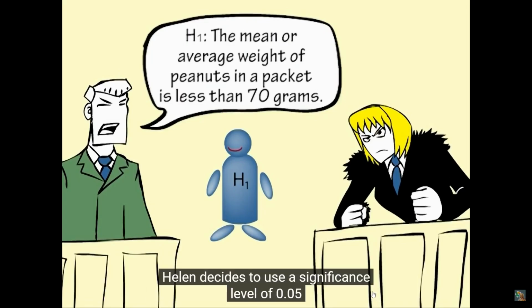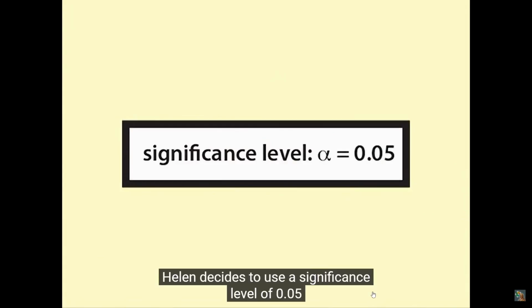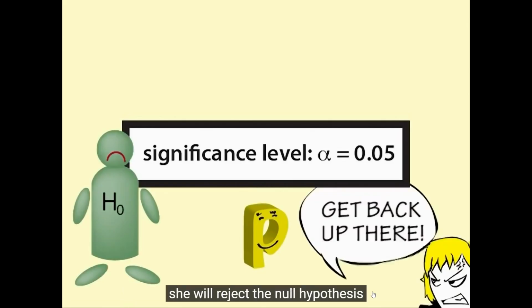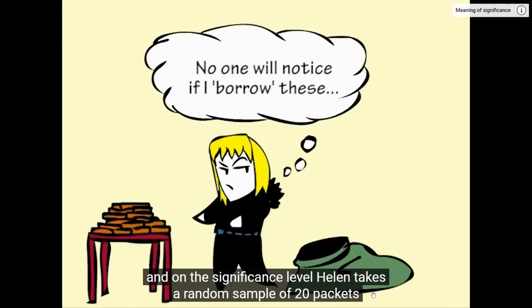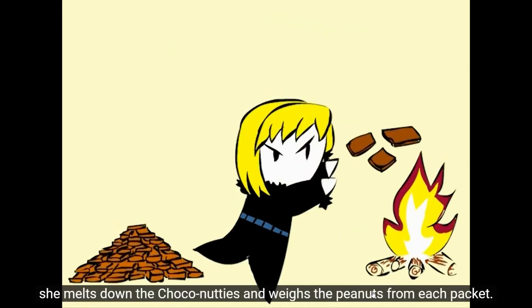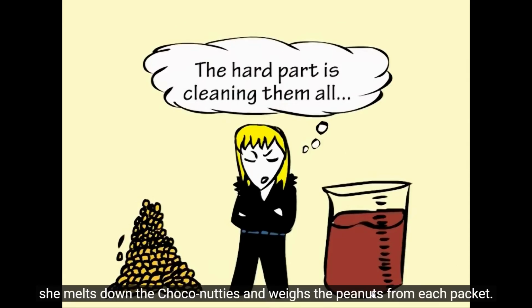Helen decides to use a significance level of 0.05. If the p-value is lower than this, she will reject the null hypothesis. Having decided on her hypotheses and on the significance level, Helen takes a random sample of 20 packets of choconutties from her current stock of 400 packets. She melts down the choconutties and weighs the peanuts from each packet.